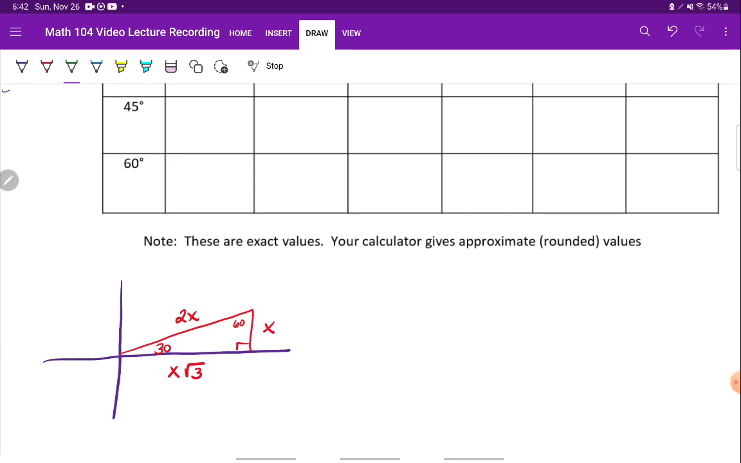So let's write out our trig functions. Sine of 30 degrees, that's going to be our opposite side divided by our hypotenuse, which will be x divided by 2x, and then we can simplify these x's, and that leaves us with 1/2.